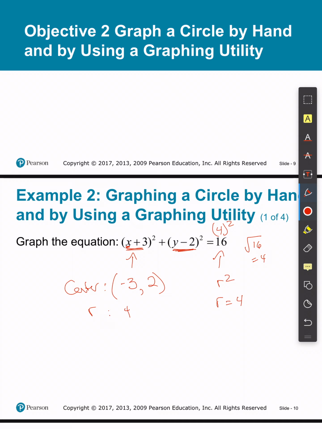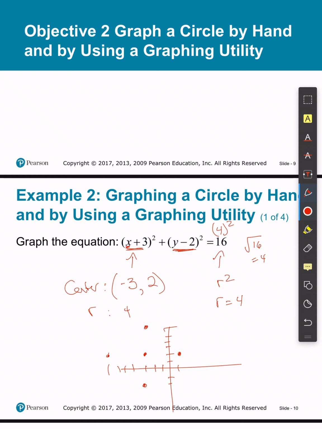Okay, so one of the things that I can do if I'm just graphing this by hand is I can just get my graph out, put the center at -3, 2, and then go a distance of 4 in all directions, right? So I can do a distance of 4 here, a distance of 4 here, a distance of 4 over here, and a distance of 4 up here.